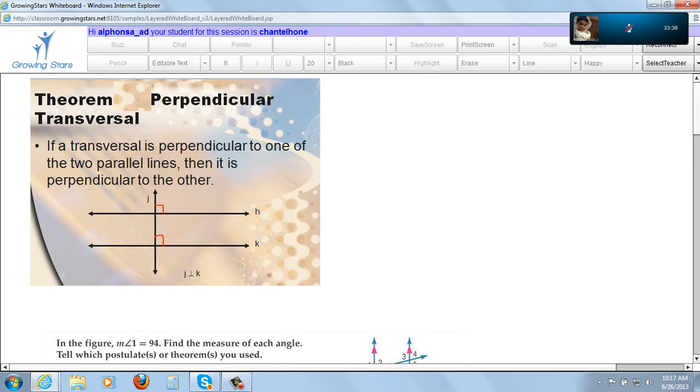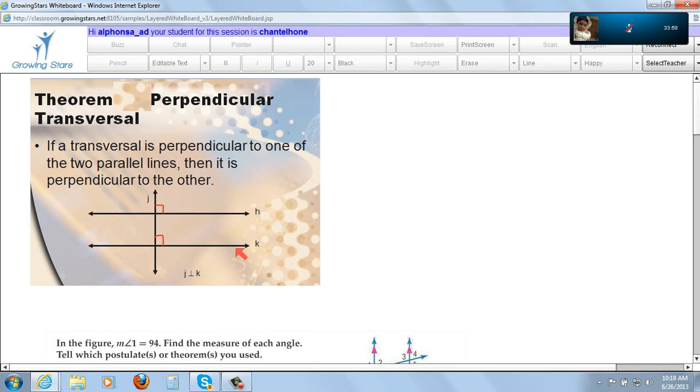So anyway, there is a theorem. If a transversal is perpendicular to one of the two parallel lines, here it is given that it is parallel to H, then obviously we can say that it will be perpendicular to K also. Clear?